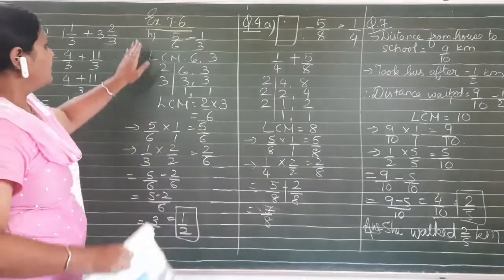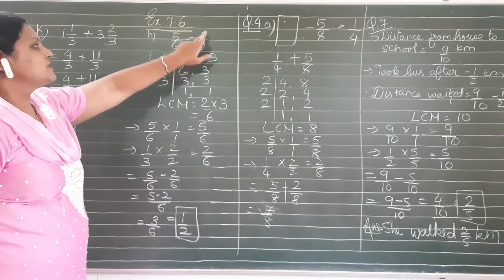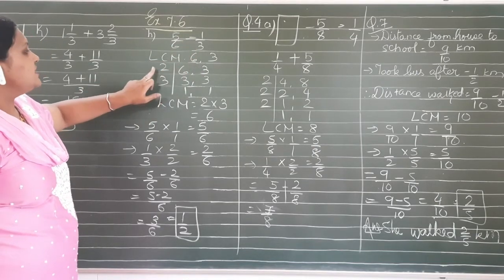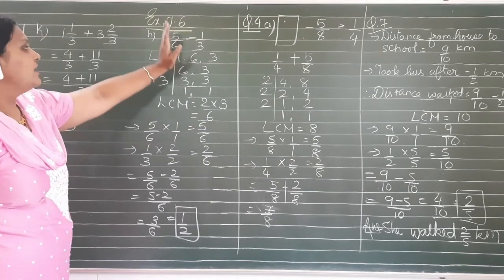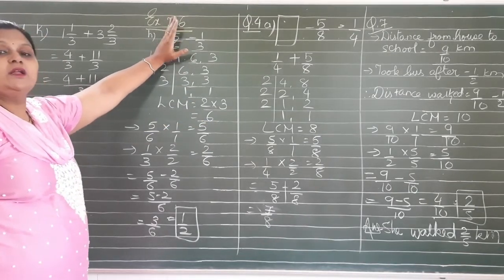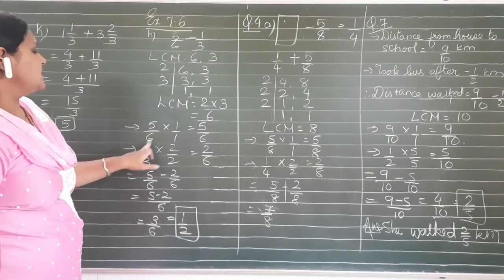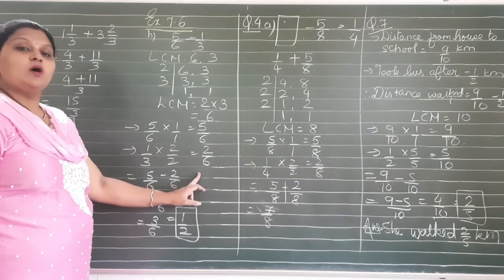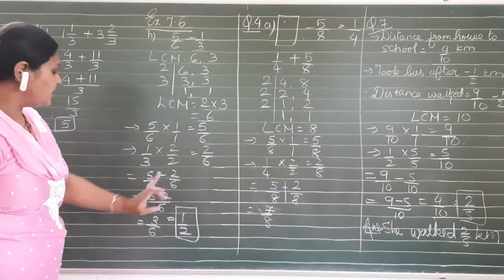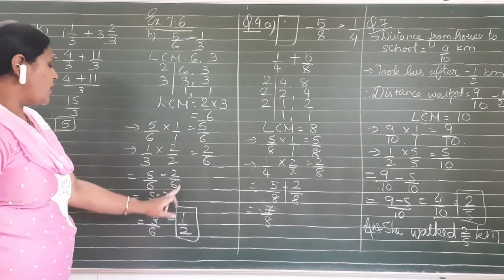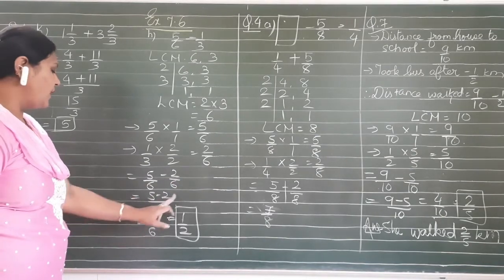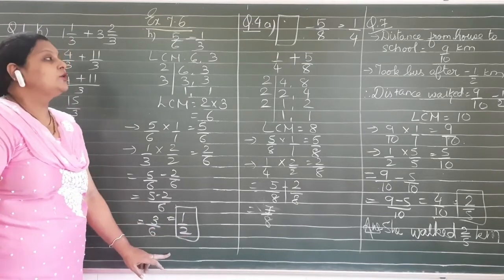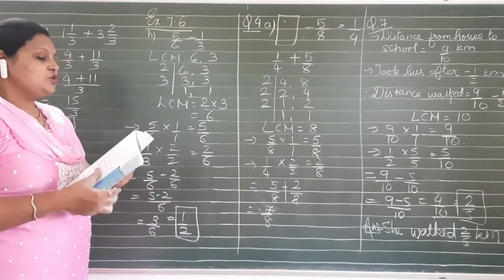Now let's see sum number H. 5/6 minus 1/3. Here denominators are different, so we will take LCM. LCM of 6 and 3 is 6. Now we will make fractions equivalent by making the denominator equal. 5/6 into 1/1, 5/6. 1/3 into 2/2 is 2/6. Now denominators are equal. 5/6 minus 2/6. So we can directly subtract 5 minus 2 over 6, 3/6. Lowest term 1/2.